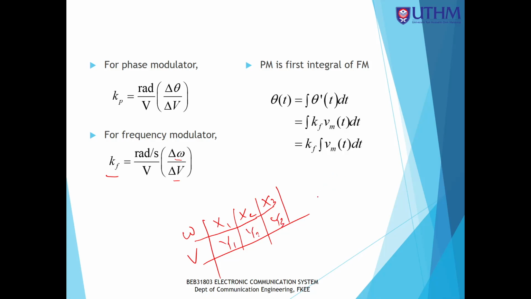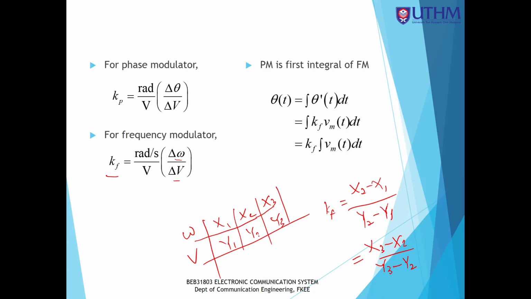Okay, so in order to find the Kf, you need to do, for example, x2 minus x1 divided by y2 minus y1. The value is actually given in the questions. This is an example from a previous final exam. Actually, you can also use any adjacent values. For example, you can do x3 minus x2 divided by y3 minus y2. You can take any two values side by side to find the Kf, because these are linear values.